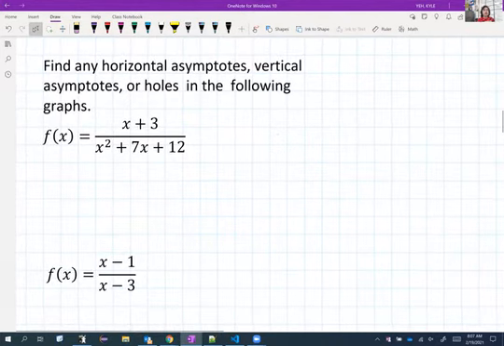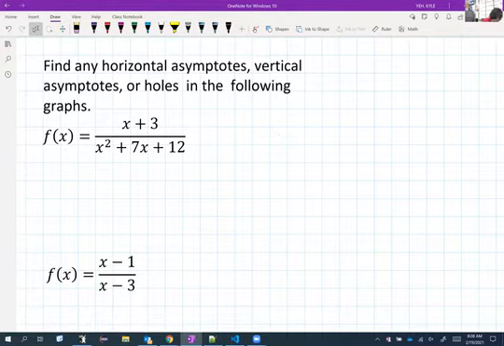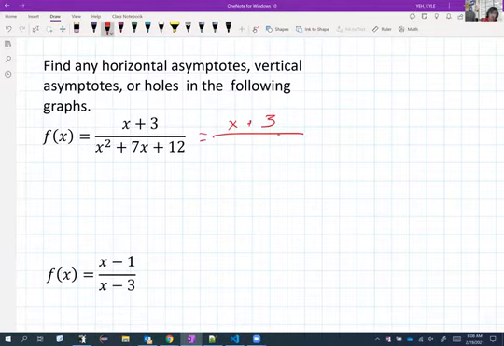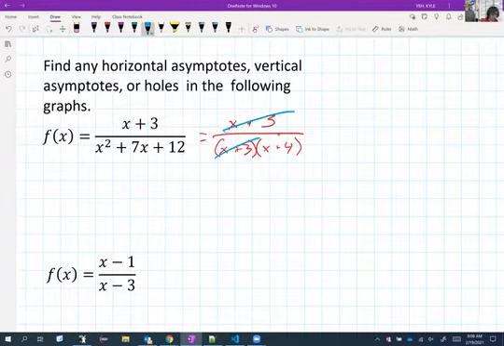All right. I want us to find any horizontal asymptotes, vertical asymptotes, or holes in these graphs. Let's start with this first one. F of x equals x plus 3 over x squared plus 7x plus 12. Chapter 8 and the rest of your lives, really. If you look at something and it looks like it can factor, definitely factor it. X plus 3 over, well, set up my parentheses. X squared is x times x, plus and plus. And it looks like 3 and 4 multiply to be 12, add to be 7. I know I can cross those out.